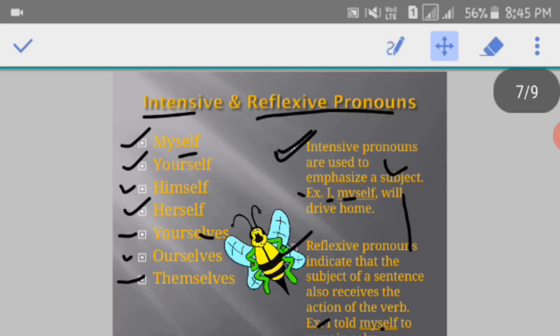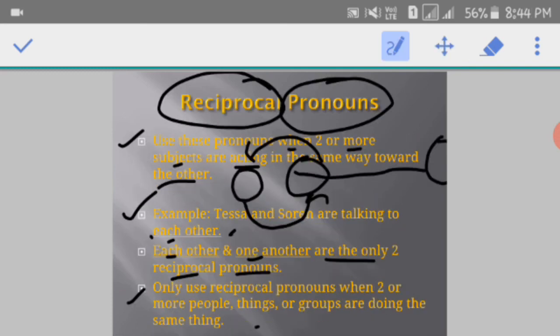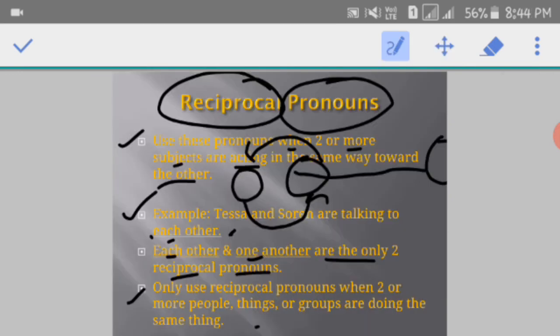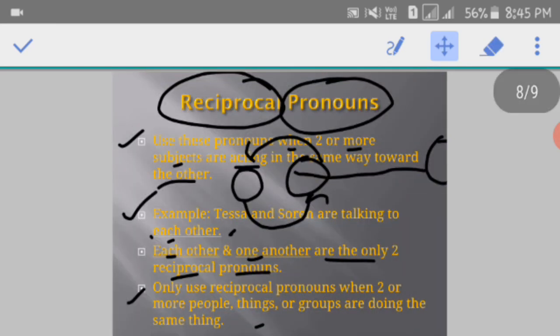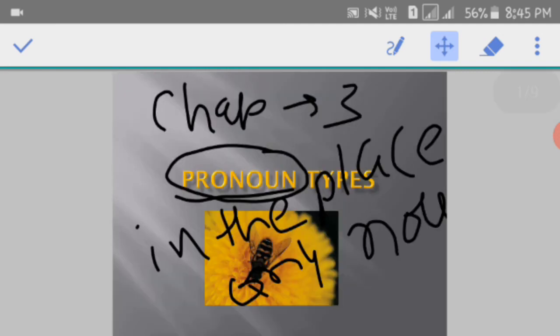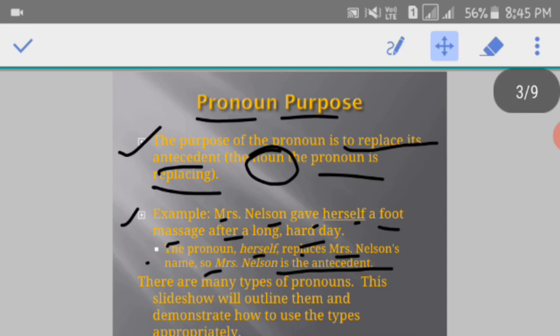Only use reciprocal pronouns when two or more people, things or groups are doing the same thing. It is not that I am playing cricket and someone else is playing football and I use a reciprocal pronoun. If I am talking to you and you are talking to me, then we are talking to each other. So each other, one another, these pronouns are called reciprocal pronouns.